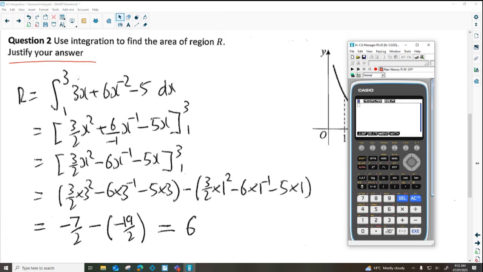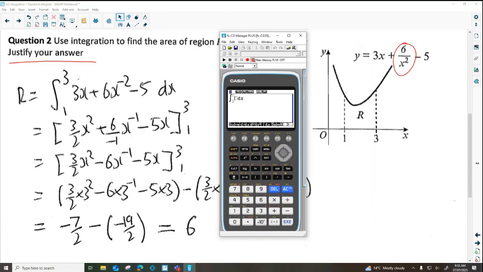So to do the integral from the calculation screen, if you press Option F4 Calc, F4 Integral, and you do the integral of 3x plus 6 over x squared minus 5 between 1 and 3, you can just type that in and it will give you a value of 6. Or you can check it in graph mode.